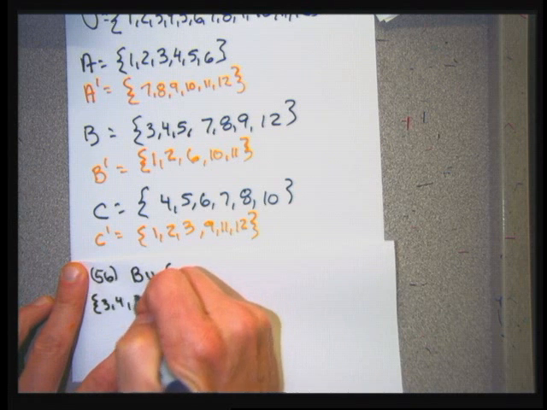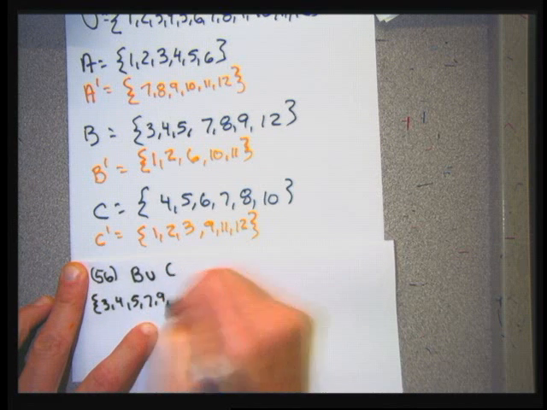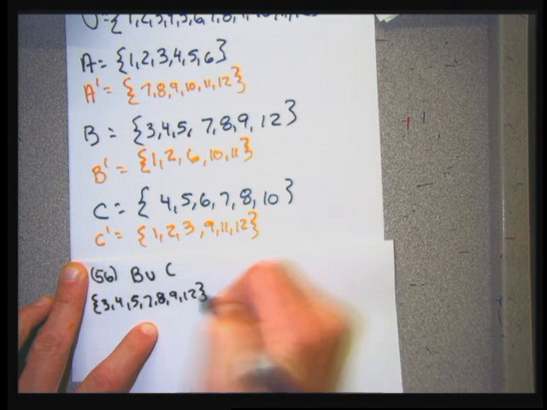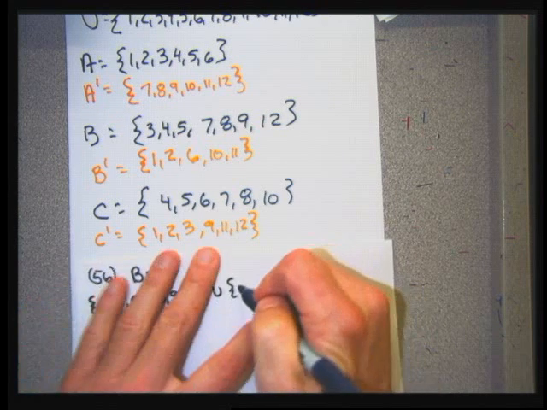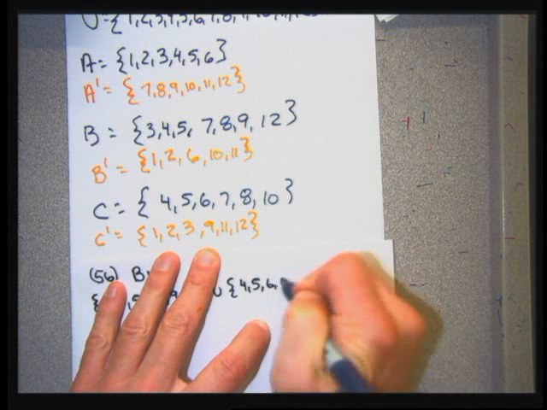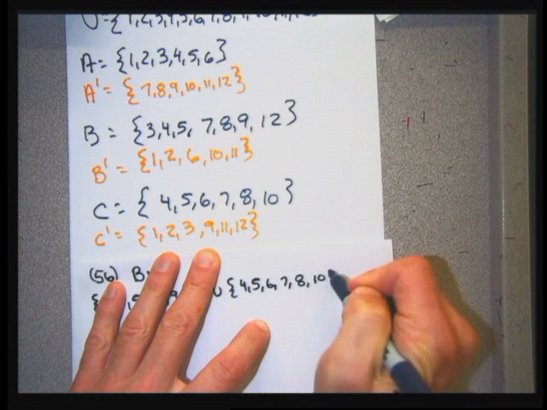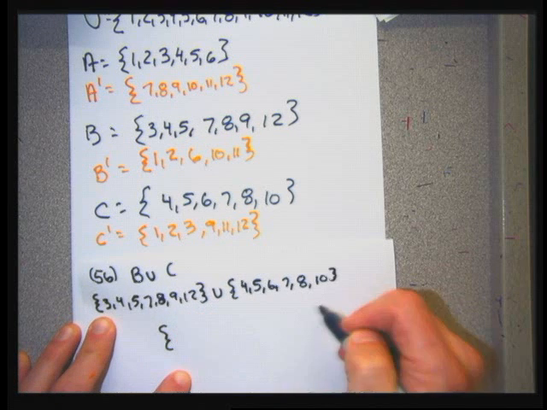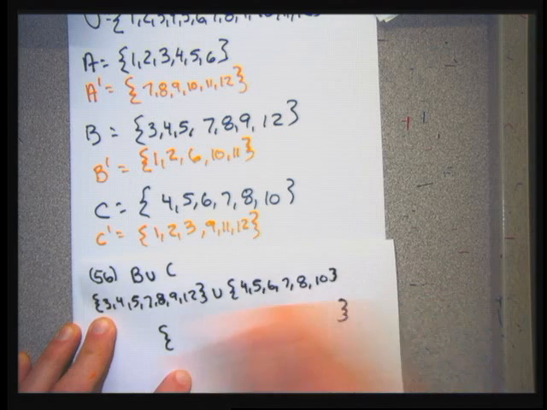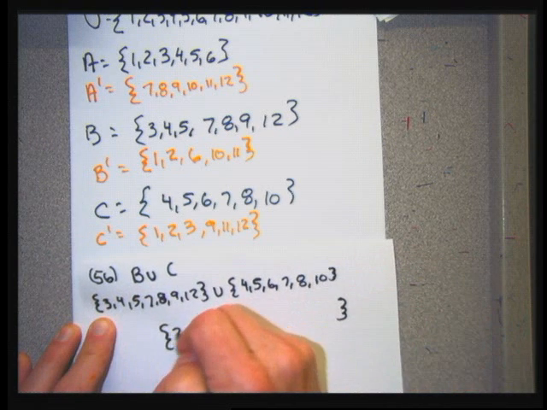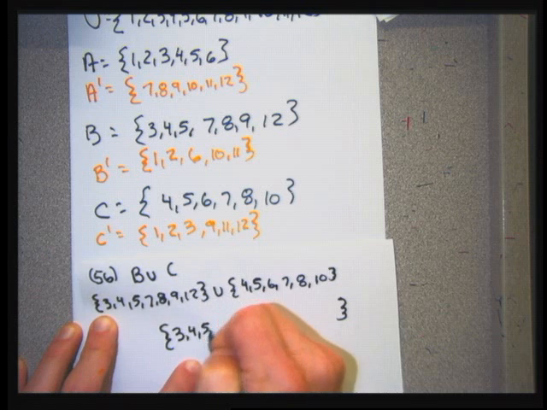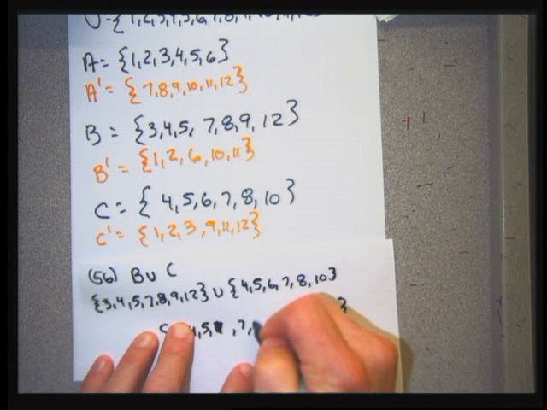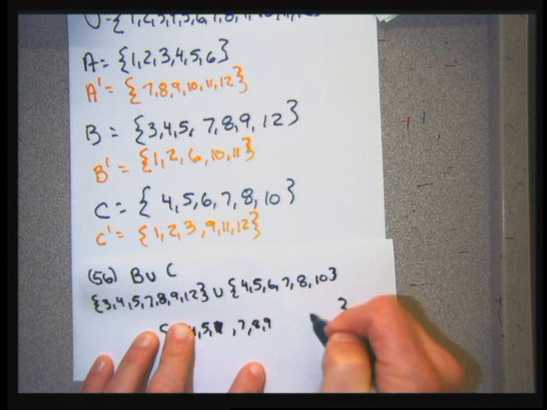B is the set 3, 4, 5, 7, 8, 9, and 12. C is the set 4, 5, 6, 7, 8, and 10. And to union two sets, you're just going to write any element that's in one set or the other set or both. So I'm going to start off to do B union C. I'm going to write all of B, which is 3, 4, 5, 7, 8, 9, and 12.